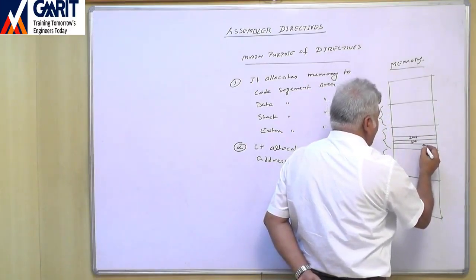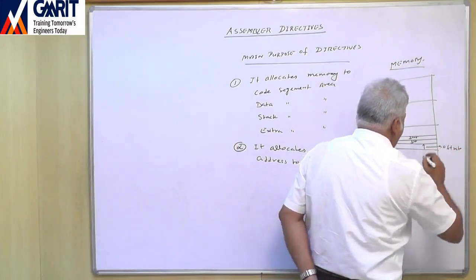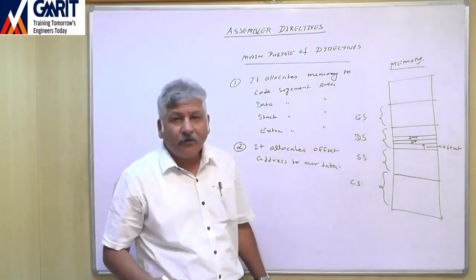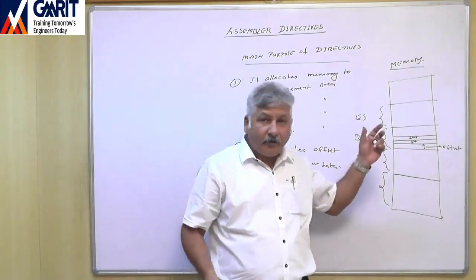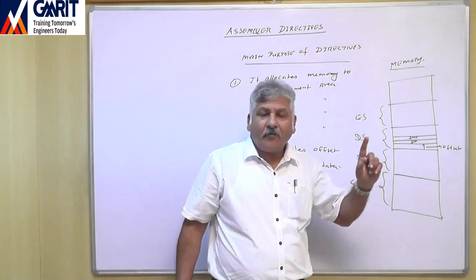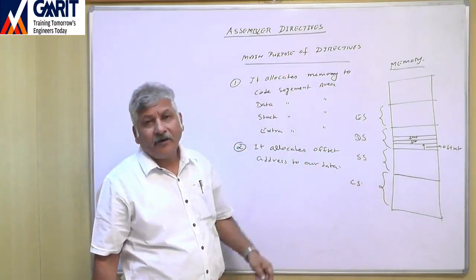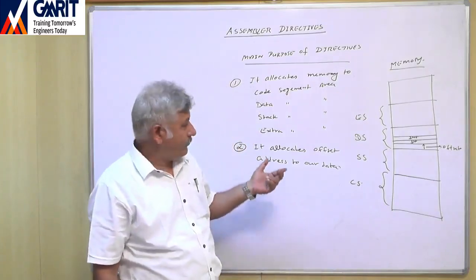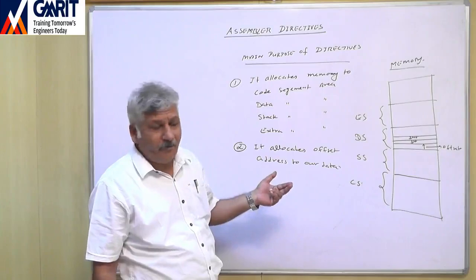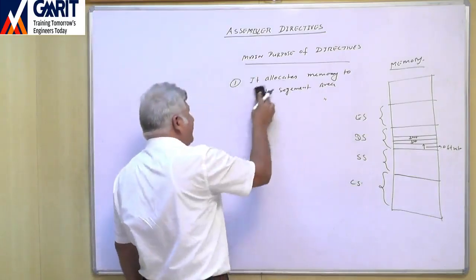So now what is the offset address of my first number? What is the offset address of my second number? So the offset addresses of our data will also be assigned by assembler directives. So these are the main purposes of the assembler directive. Now we will see what the various assembler directives are.